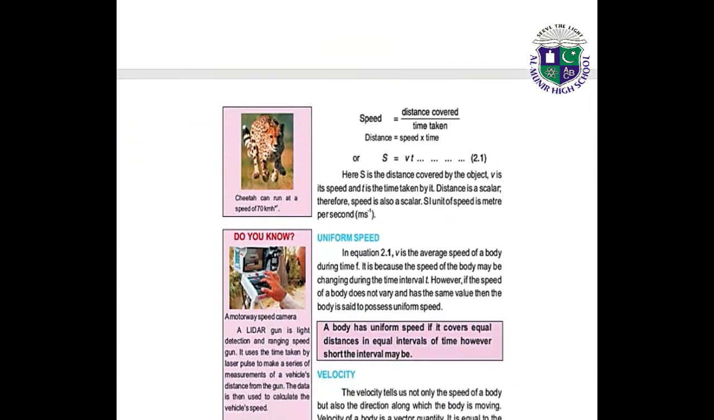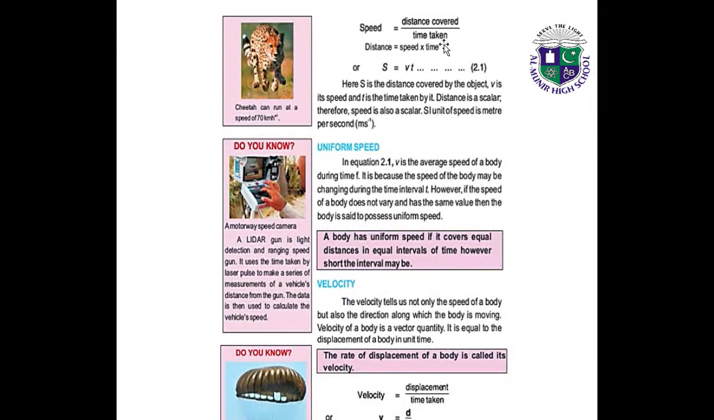Here we have the formula of speed: distance covered over time taken. To find the distance, we will multiply speed by time. So S is represented as distance, V as speed, and T as time. Here S is the distance covered by the object, V is its speed, and T is the time taken. Distance is a scalar quantity, speed is also a scalar quantity, and the SI unit of speed is meter per second.